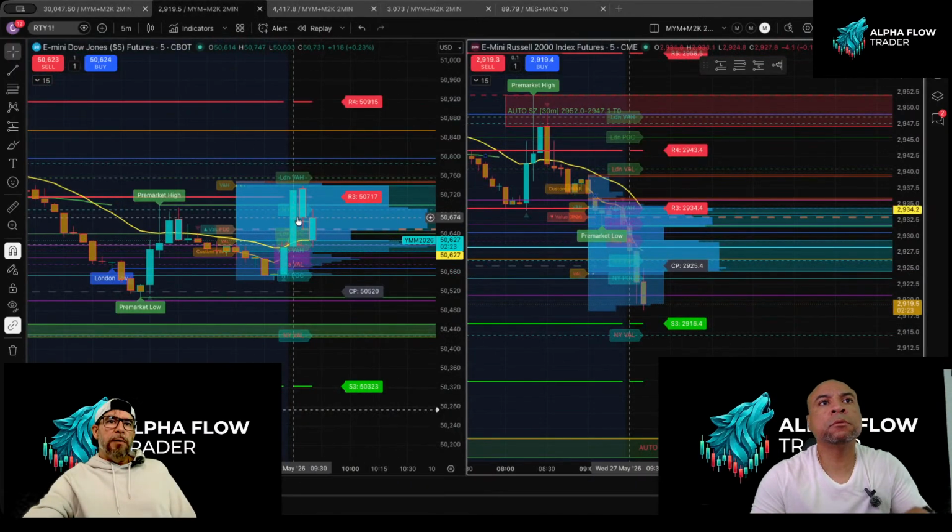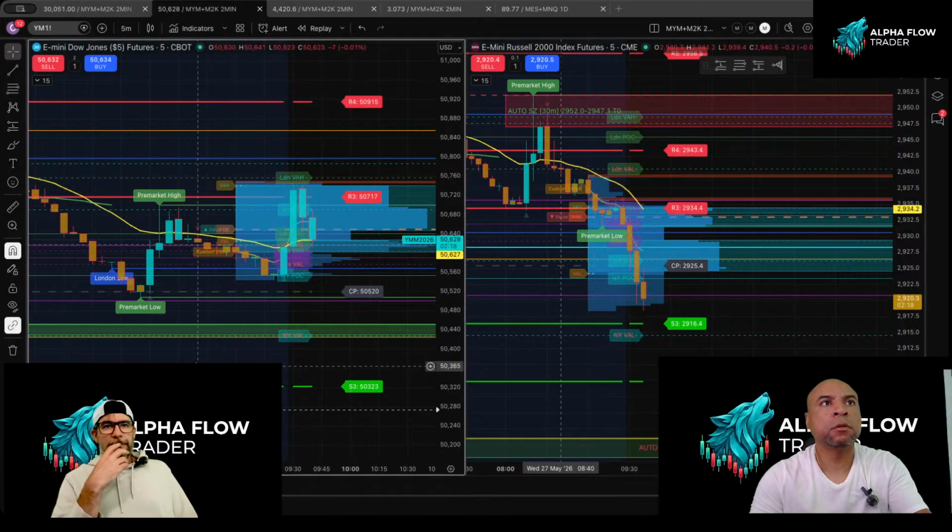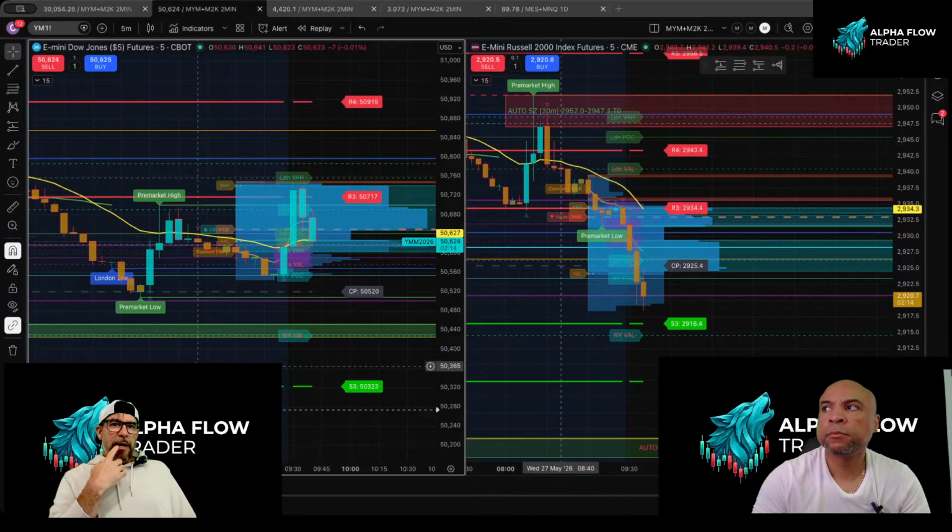We'll go jump back on Dow. So Dow's interesting just because it is R3. R3 is in play. It's also right now just kind of fighting around with EMA and VWAP, right?